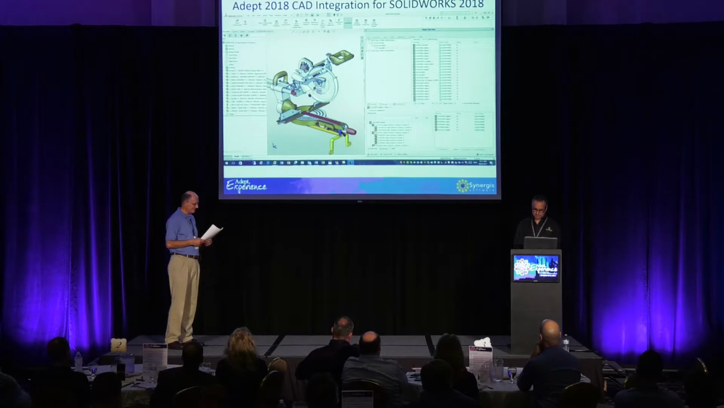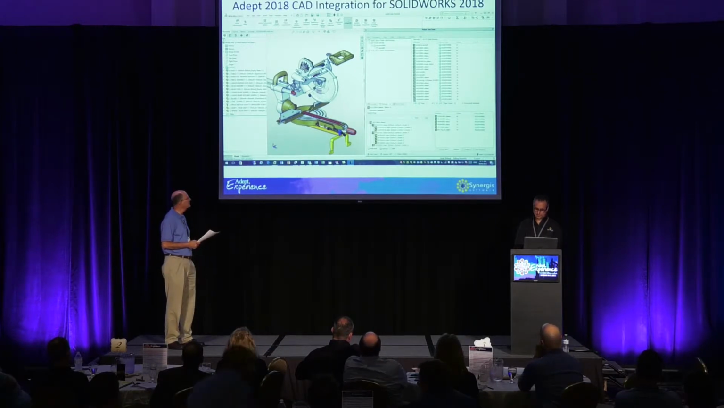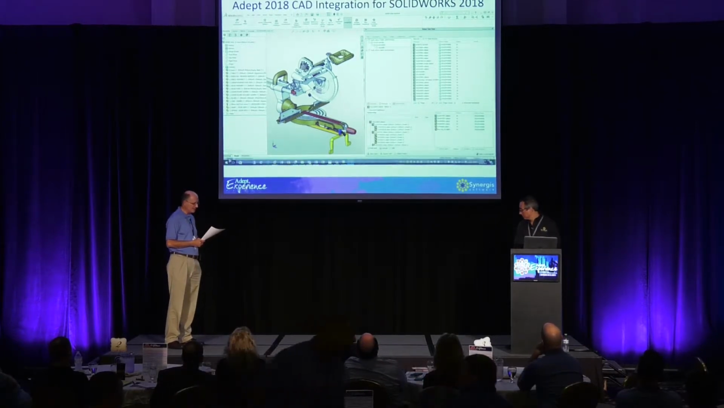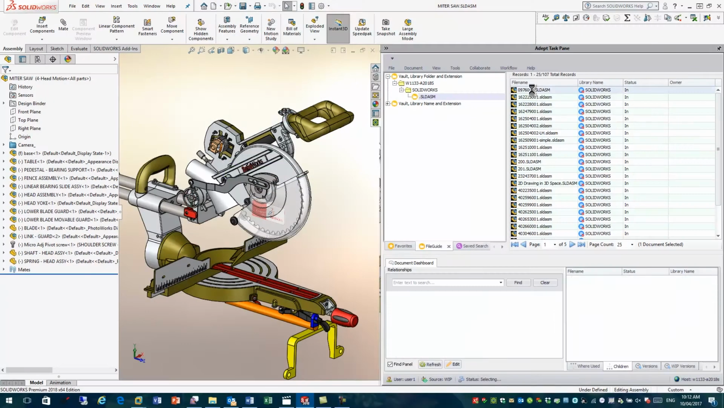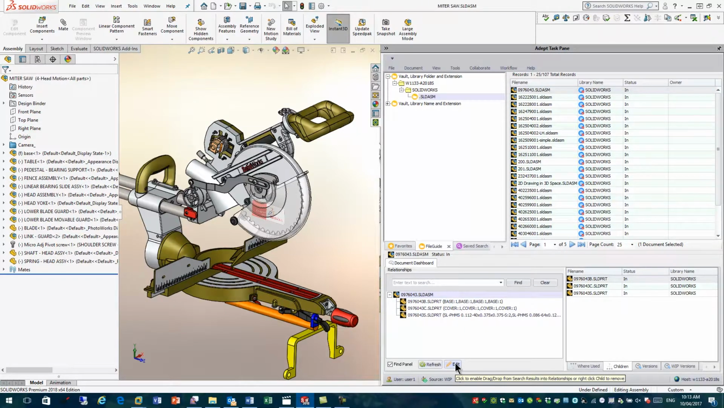Next slide, please. Now here's one of the new features of having the document dashboard in the task pane. Now you can create and edit manual relationships, drag and dropping in the task pane. Here I've selected a document where I want to add a child. The edit button at the bottom in the document dashboard puts me into a mode where all I can do is create and edit these manual relationships.